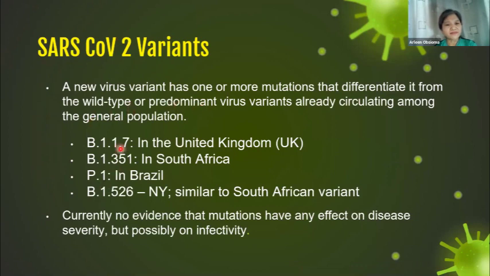So there have been a few identified, the B.1.1.7 in the UK, the B.1.351 in South Africa, the P1 in Brazil, and the P521 in New York, which is similar to the South African variant. And currently there is no evidence that mutations have any effect on the disease severity, but possibly on the infectivity of the virus. They said the UK variant may be more infectious compared to the wild type virus.